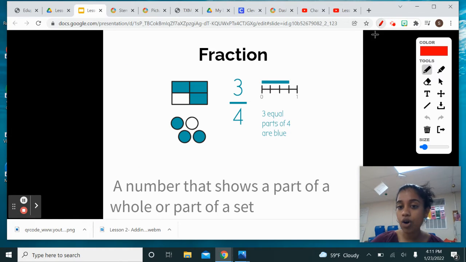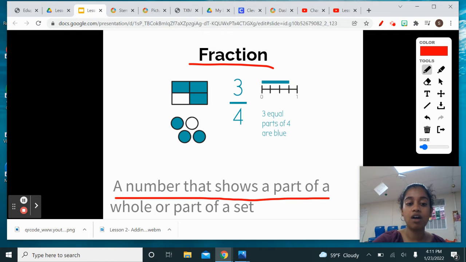First, let's go over what is a fraction. A fraction is a number that shows a part of a whole or part of a set, right? So we have our whole, we're cutting it into some equal pieces, and it's telling us how many of those pieces we have. So that's what a fraction is.